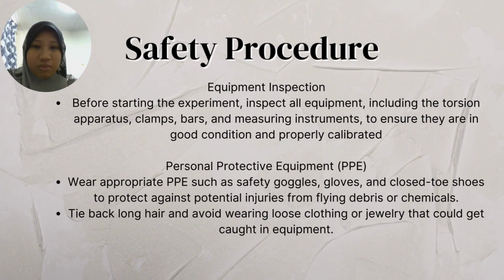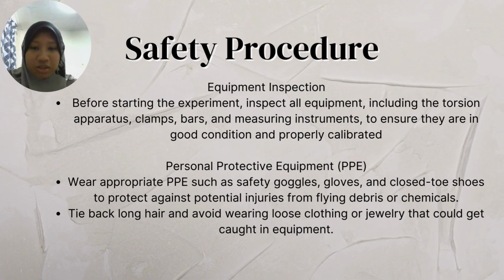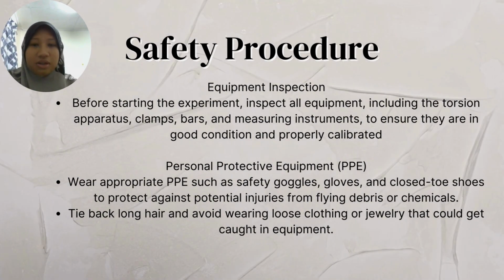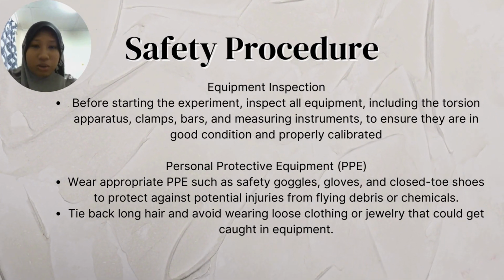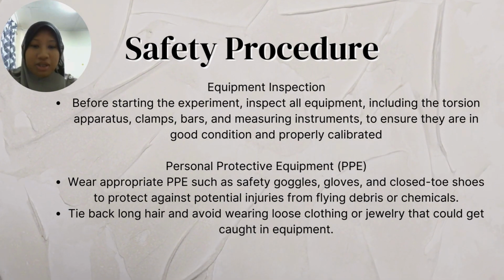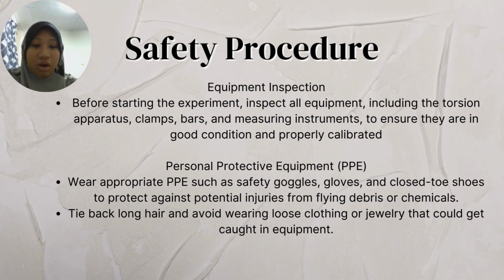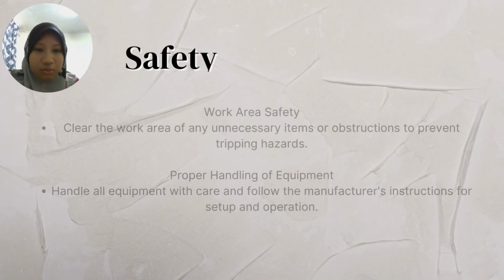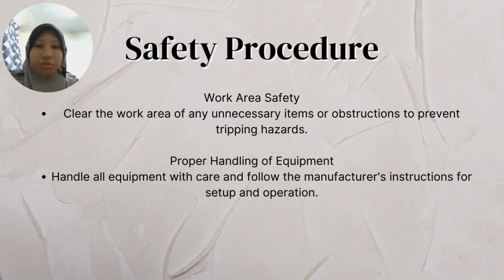Safety procedure. First, we must inspect our equipment. Before starting the experiment, we must inspect all the equipment, including the torsion apparatus, clamps, bar, and measuring instrument to ensure they are in good condition. Secondly, we must wear personal protective equipment (PPE), such as safety goggles, gloves, and closed-toe shoes to protect against potential injuries. Next, we must tie back our long hair and avoid wearing loose clothes that could get caught in equipment. And third, we must clear our work area of any accessory item or obstruction to prevent tripping hazard.